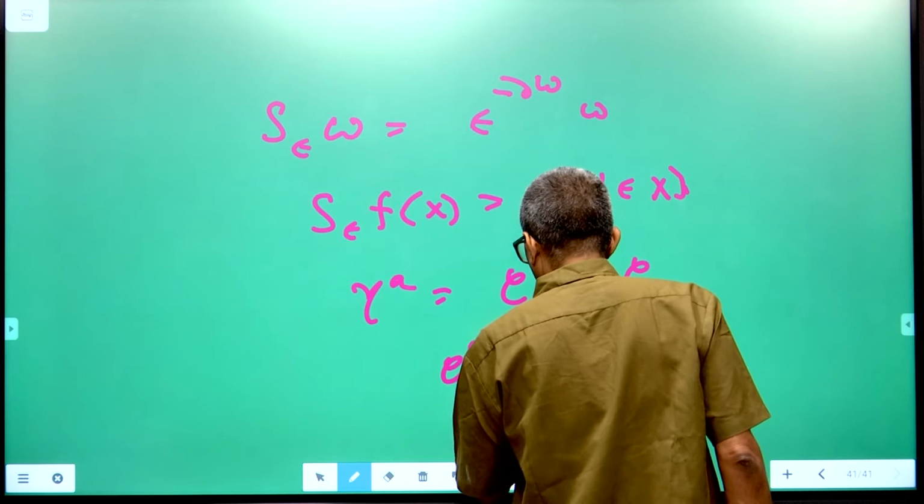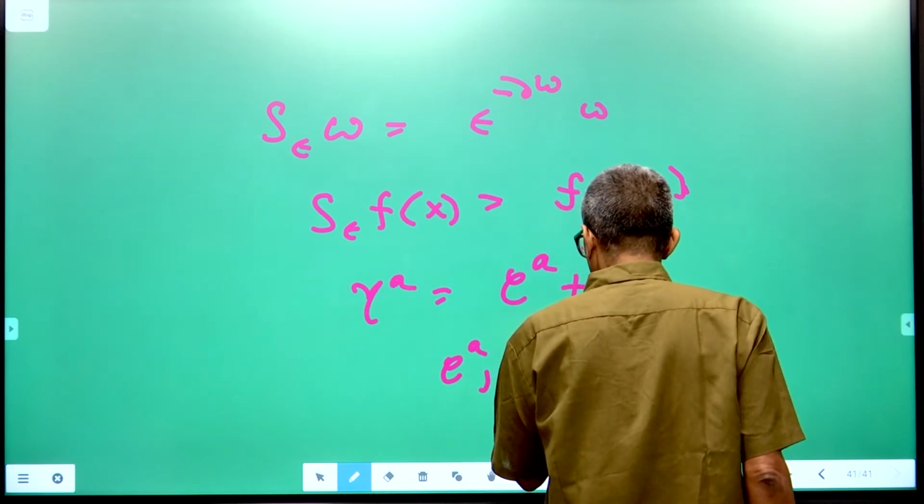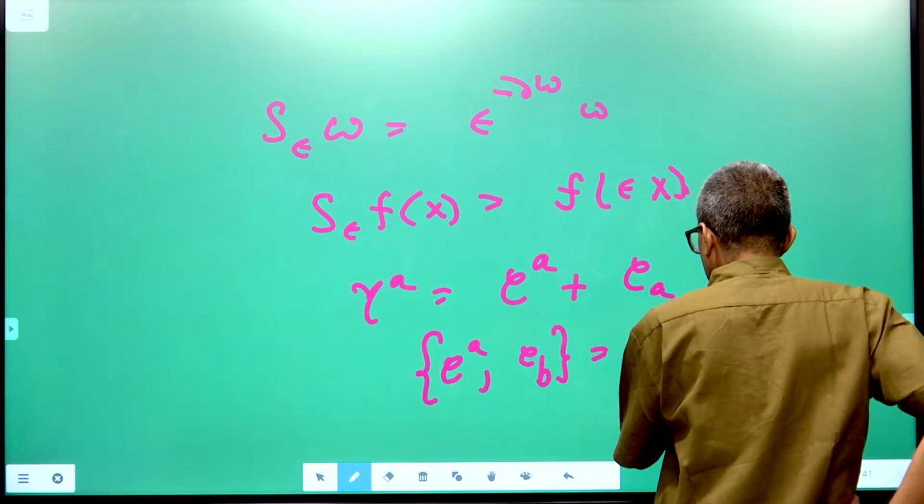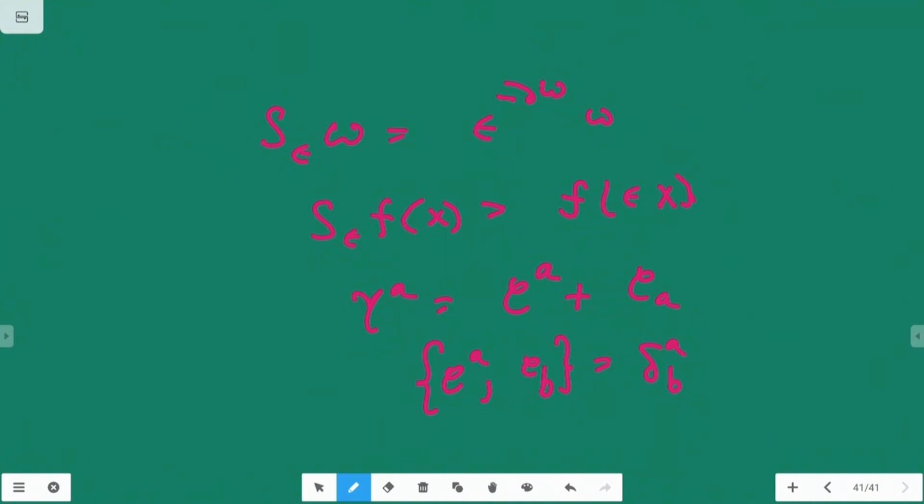That is because if you take the anti-commutator between e^A and e_B, then you will get delta AB. One is a creation operator, the other is an annihilation operator. And of course, the anti-commutator between two creation operators is 0. Likewise, the anti-commutator between two annihilation operators is also 0. So, this will imply that the anti-commutator of gamma A and gamma B will be 2 delta AB, which is the required anti-commutation relation.